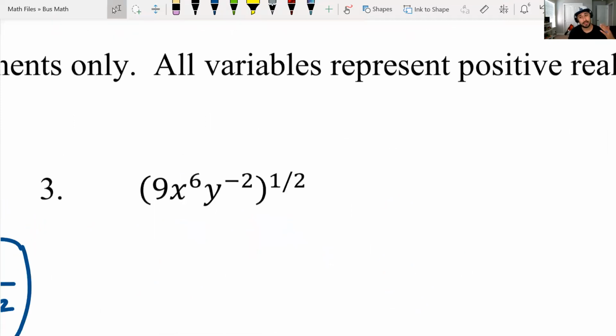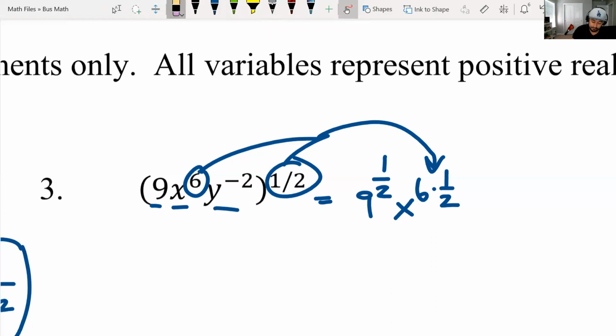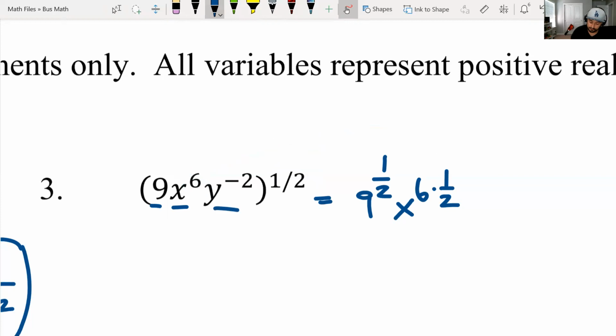Okay. 3. Now again, we're using all the properties we know. So 9 times x to the 6 times y to the negative 2 all raised to the 1/2. This means that we are going to raise each one of these to the 1/2 power. So that's 9 to the 1/2 times x to the 6 times 1/2. Remember, power to a power is multiplication. And same thing here. Y to the negative 2 raised to the 1/2 becomes y to the negative 2 times 1/2. Okay, well, I get 9 to the 1/2 times x to the 3rd times y to the negative 1.